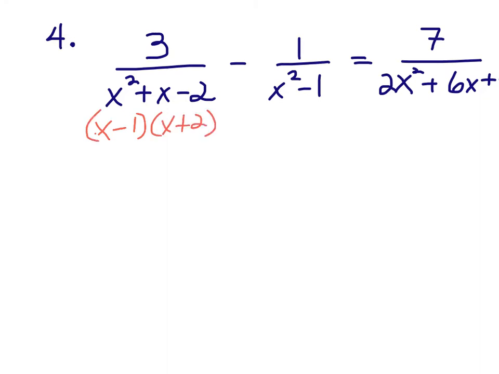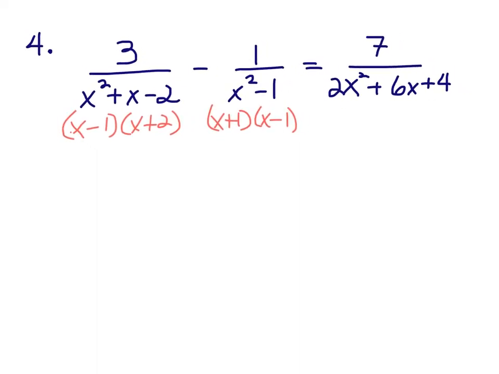The middle one is the difference of two squares. So x plus 1, x minus 1. And then the last one, always, always, always, before you begin, you should always look for a GCF first. So I can actually factor out a 2 first. And then I get x squared plus 3x plus 2. Factors of 2 that give me 3 are going to be 2 and 1.